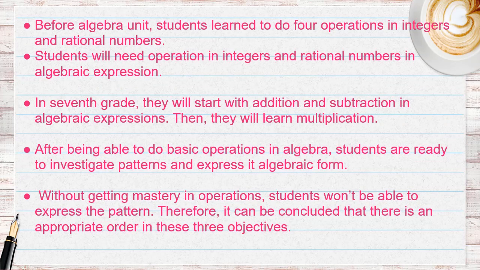Before the algebra unit, students learn to do four operations in integers and rational numbers because they will need them in algebraic expressions. In 7th grade, it starts with addition and subtraction, then it continues with multiplication. After basic operations in algebra, students are ready to investigate patterns and express them in algebraic form. We can conclude that there is an appropriate order in these three objectives.